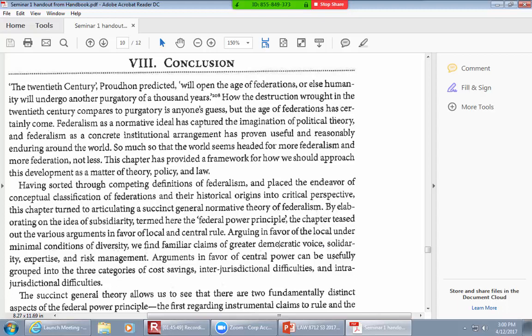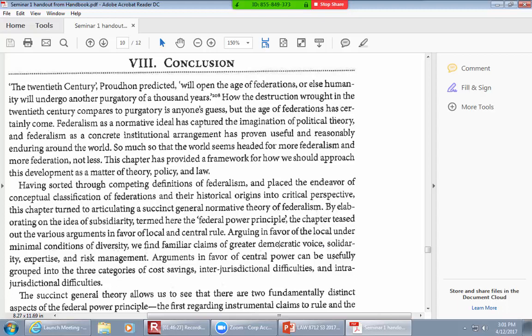Proudhon. Let's see if he were predicting what actually went on, whether he was right or not. He says, the 20th century will open the age of federations, or else humanity will undergo another purgatory of 1,000 years. Okay? Did that happen? Did we see a proliferation of federations in this world?